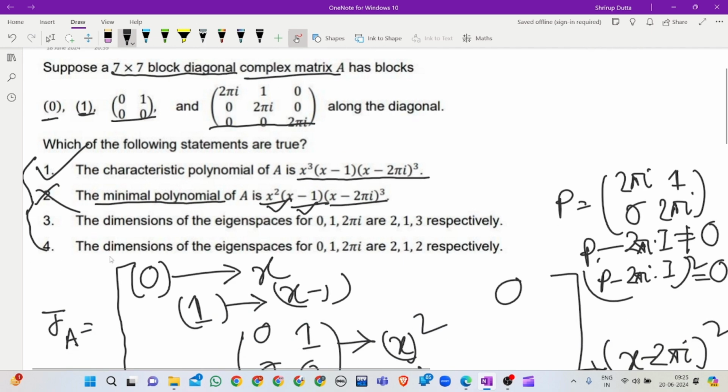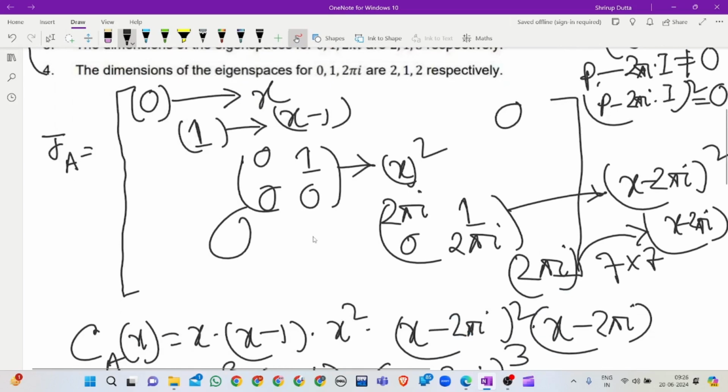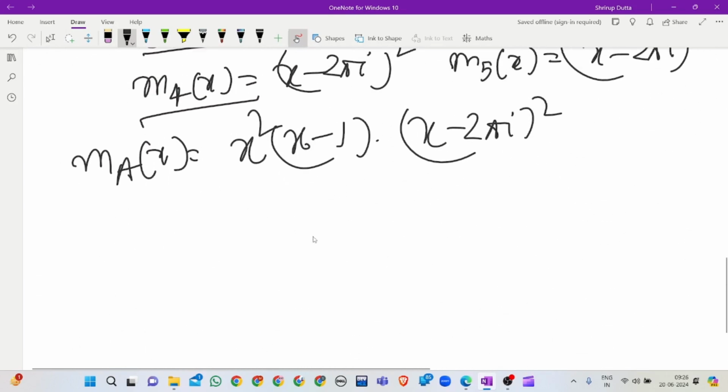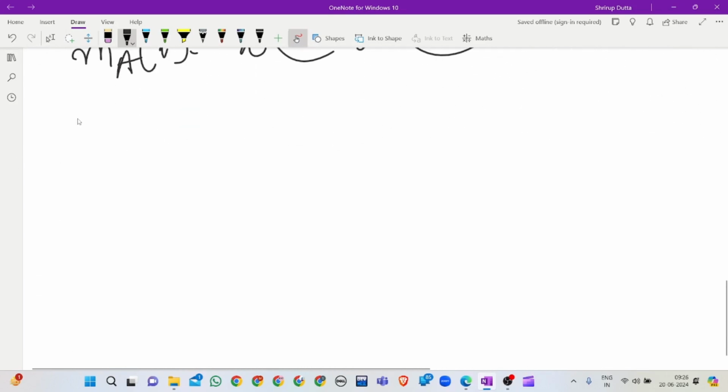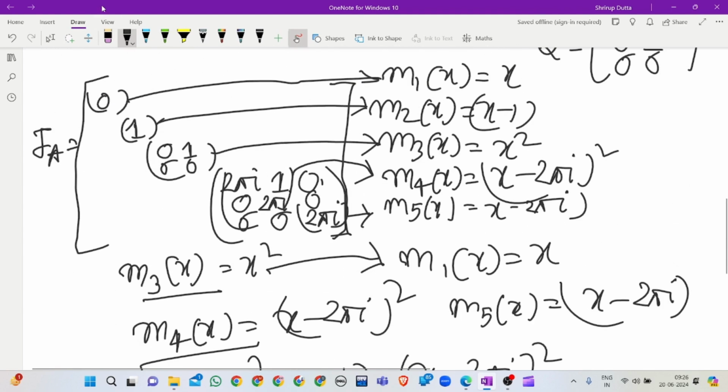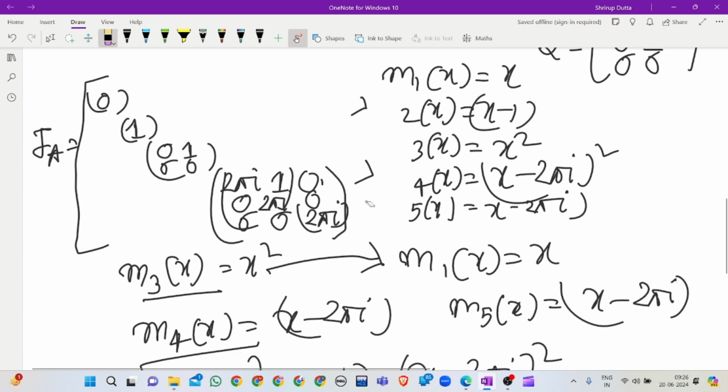Now we have to check the dimension for each eigenvalue 0, 1 and 2 pi I. Let me again write this. Sorry, let me remove this. I'll discuss all of this here.